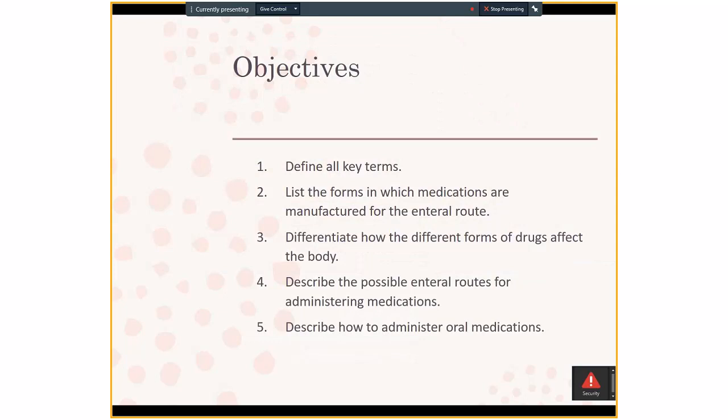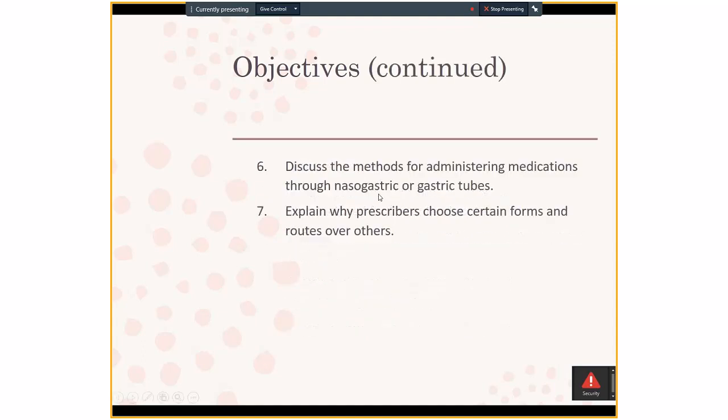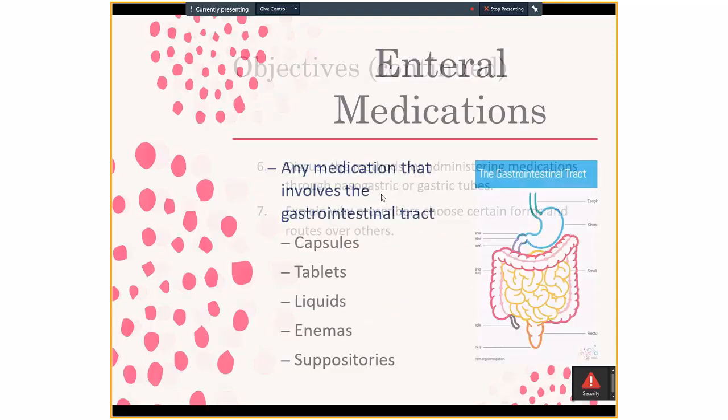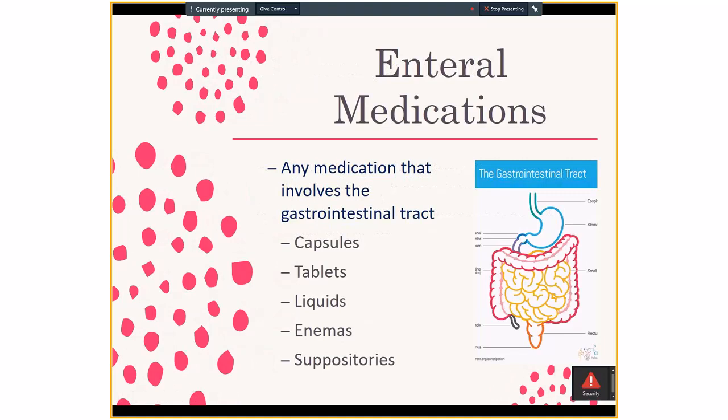So chapter 9 talks about all of the enteral medications and how to administer them. Usually anything that goes through your gastrointestinal tract is called an enteral medication. So I put a little pretty picture of your gastrointestinal tract. Basically, everything's either going to your stomach or small intestines.